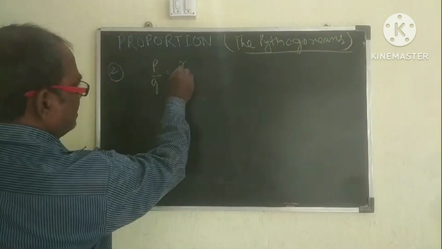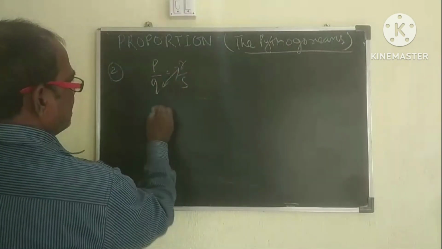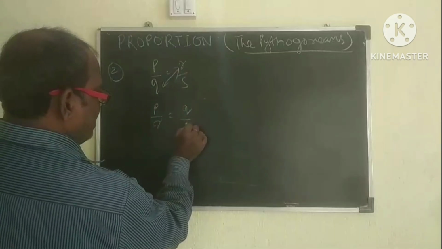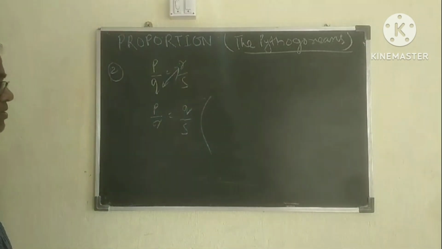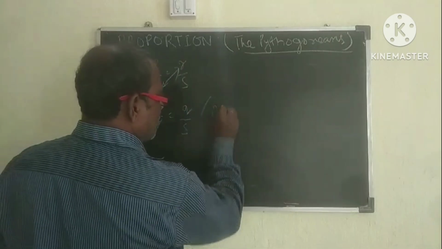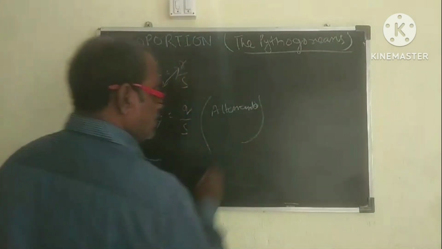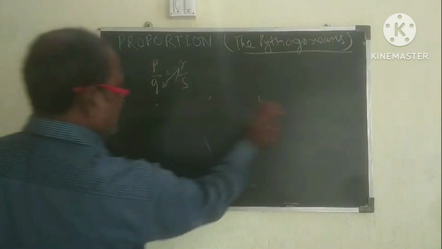Now let us go with number 2. Suppose they are interchanged, that means P by R is equal to Q by S. We can do it this way also. We can say this as alternando.